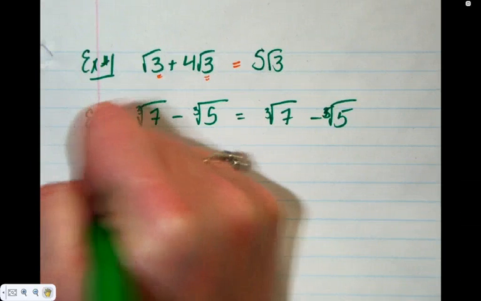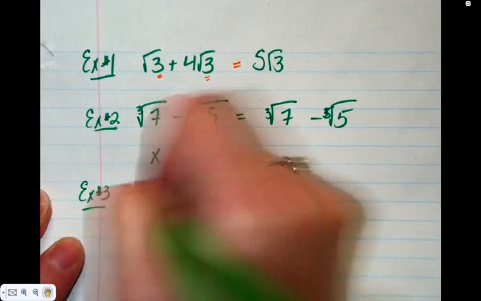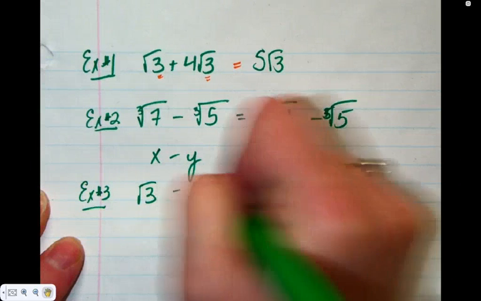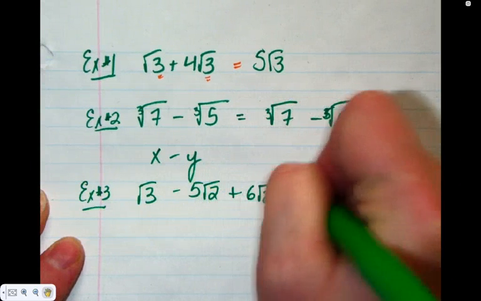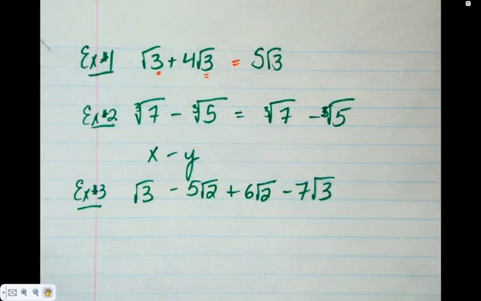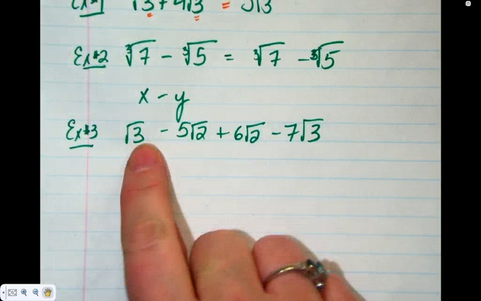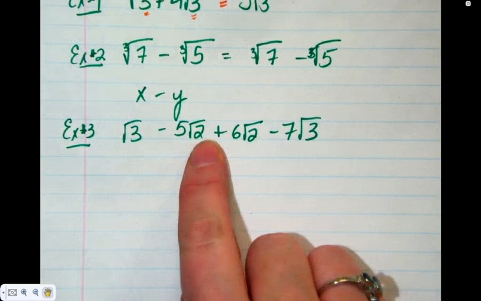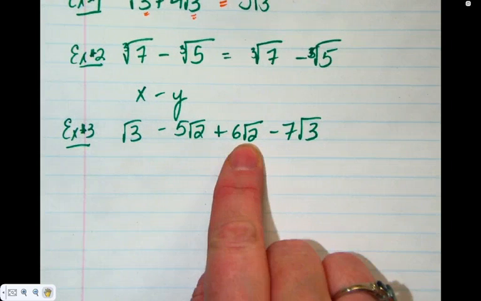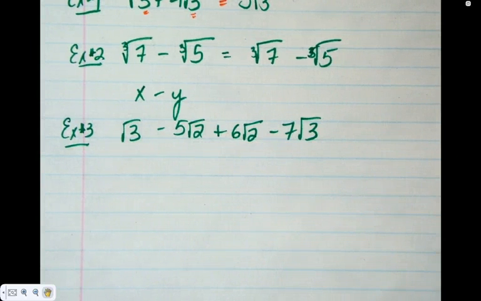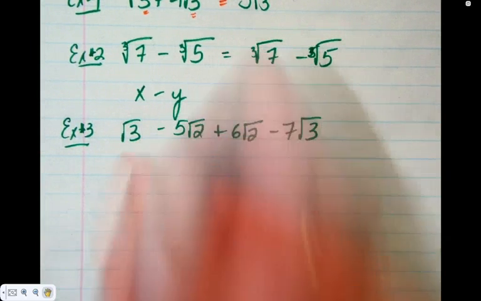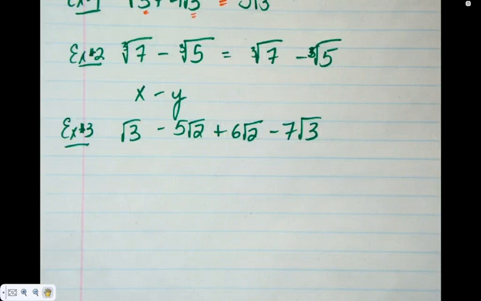Number 3, we're going to add a whole bunch of stuff here. A root 3, a minus 5 root 2, a plus 6 root 2, and a minus 7 root 3. Can I simplify anything? Can I simplify the 3? The 2? The 2? The 3? Can't do anything with it. So this is a straight add up.